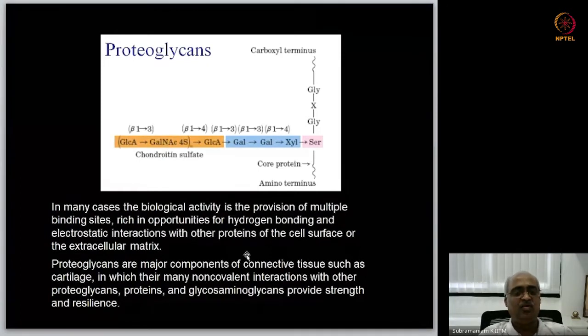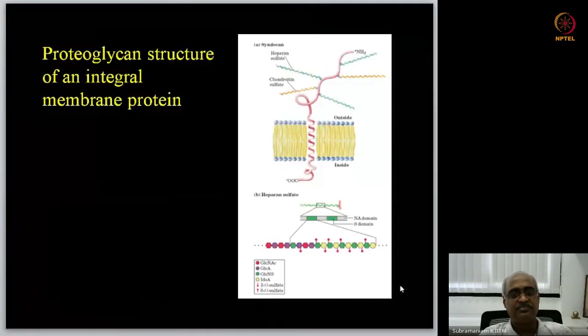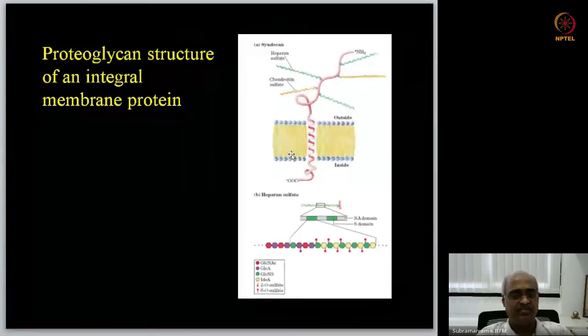Like for example, this core protein may be an integral membrane protein where a hydrophobic part of the chain interacts with the lipid bilayer, and therefore it is actually anchored in the membrane. So that is how the cells are cemented with the extracellular matrix. So they provide strength and resilience to the overall structure. So here is an example of a proteoglycan, which is an integral membrane protein.